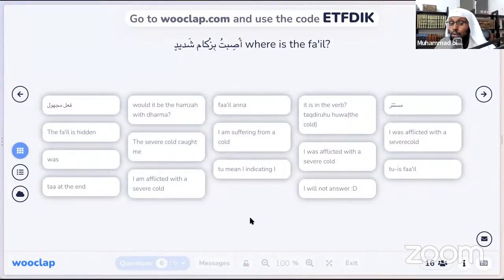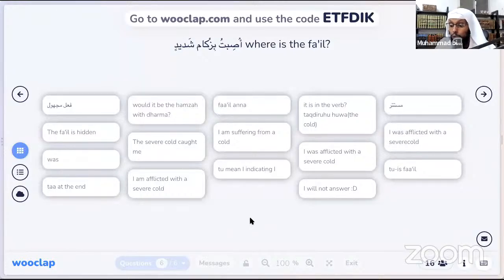So it was meant to be asabani bizukamin shadid. Asabani Allahu bizukamin shadid. Allah has afflicted me with a severe cold. Right? But you haven't mentioned the fa'il.